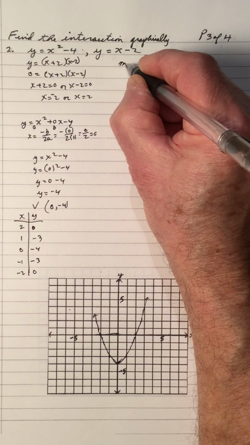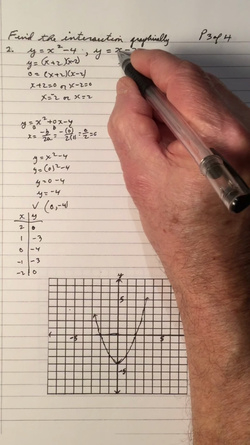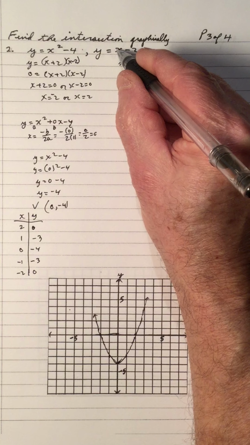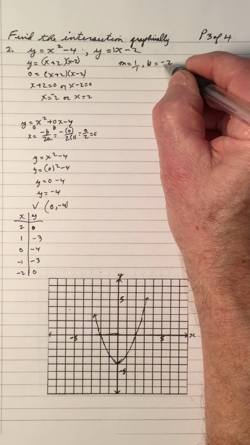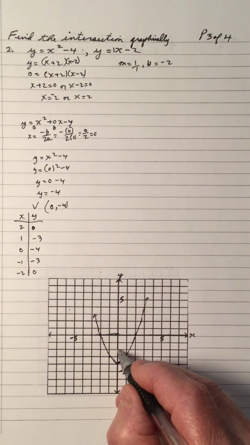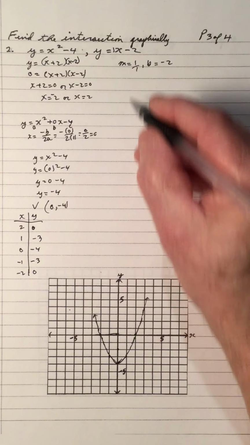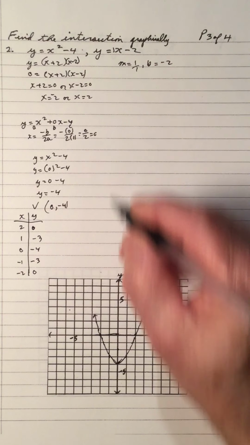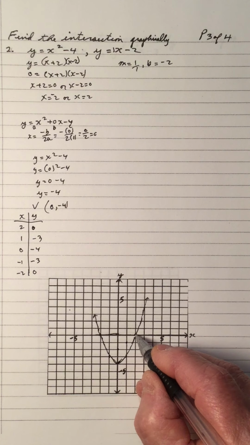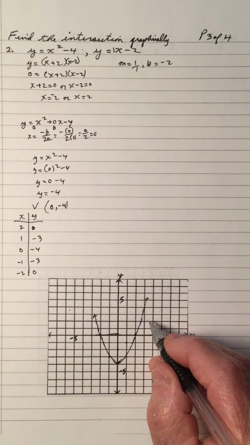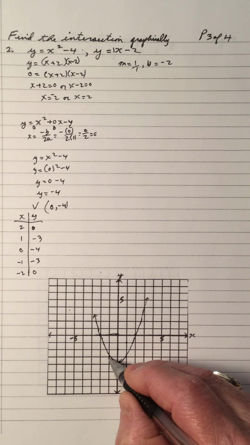The line has a slope of 1 and a y-intercept of negative 2. So the slope, y equals mx plus b. The slope is 1. The y-intercept is negative 2, 1 over 1. So let's plot the y-intercept of negative 2, which is right there. And the slope is 1 over 1, which means rise 1, go up 1, right 1, up 1, right 1. And instead of going up 1, right 1, we can go down 1, left 1.